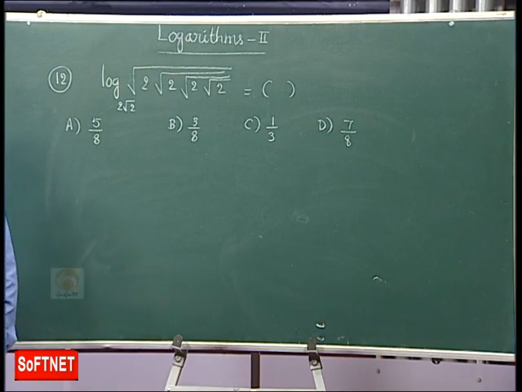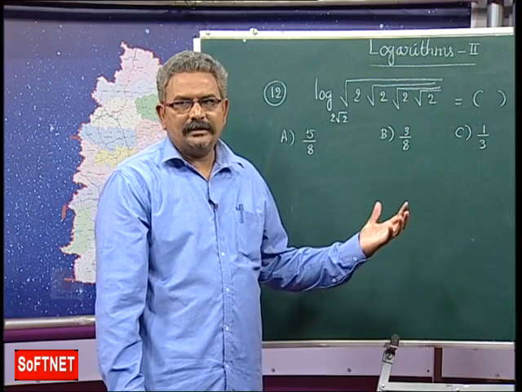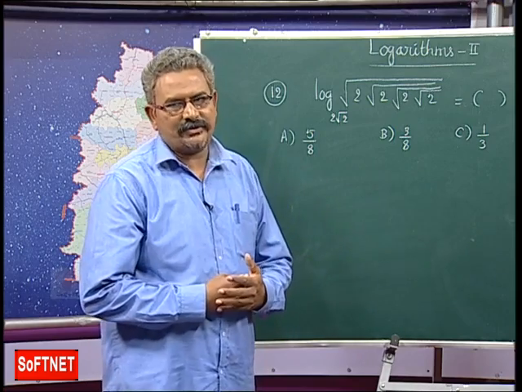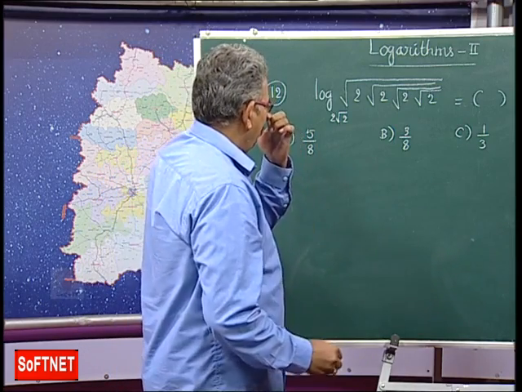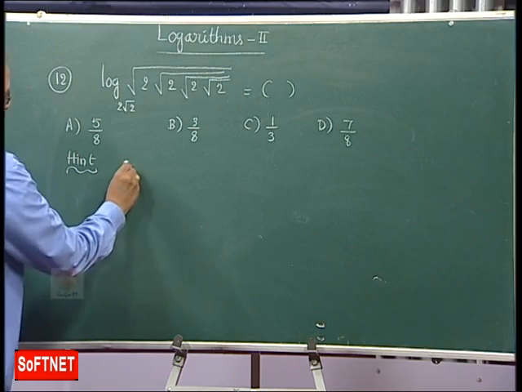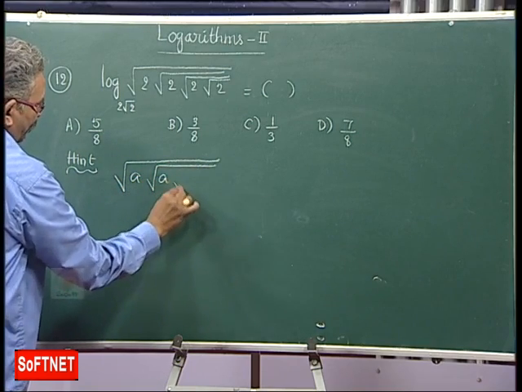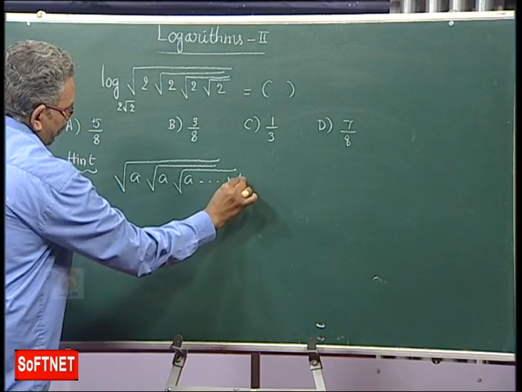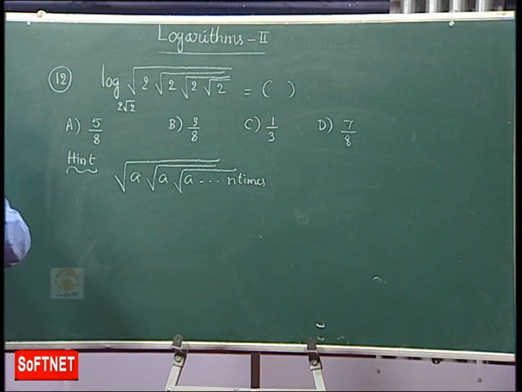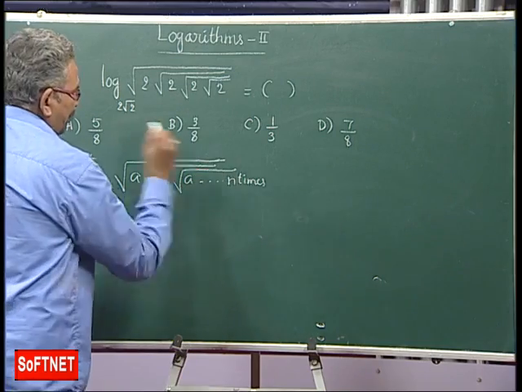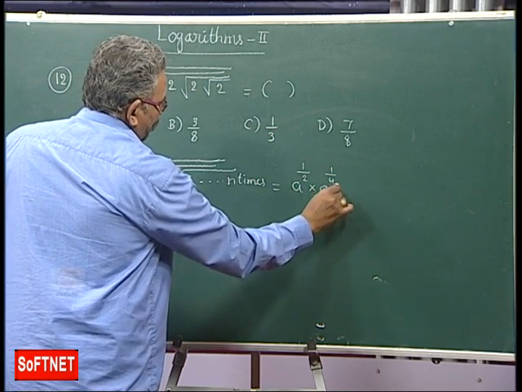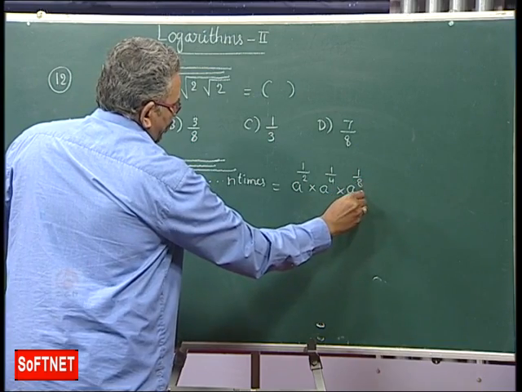Okay. So, in order to solve this problem, we require some concept need to be discussed at this juncture. So, let us have a discussion first. See, we have one formula. That formula, you can remember as a hint also, no problem. Root of A, root of A, n times is there, not infinity. If it is given as infinity times instead of n times, answer will be A. So you remember that problem also. So here, this can be written as like this. A to the power of 1 by 2 into A to the power of 1 by 4, A to the power of 1 by 8, n times.